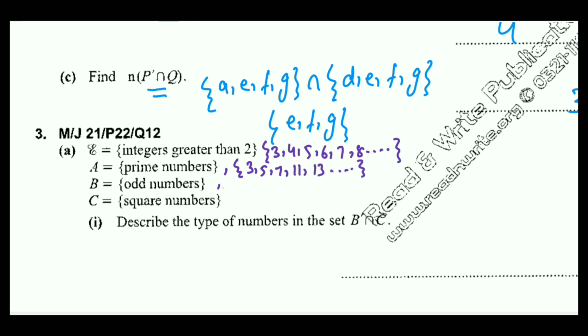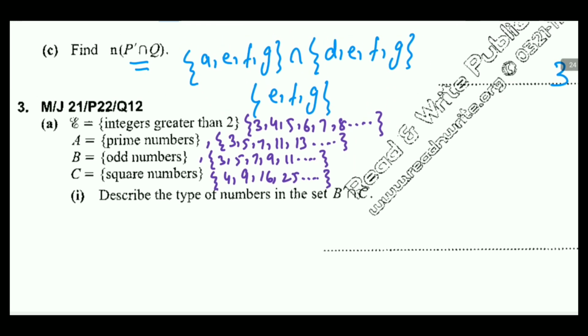What about odd numbers? Odd numbers from that universal set will be 3, 5, 7, 9, 11 and so on. Okay, square numbers. Square numbers from the universal set are 4, 9, 16, 25 and so on.